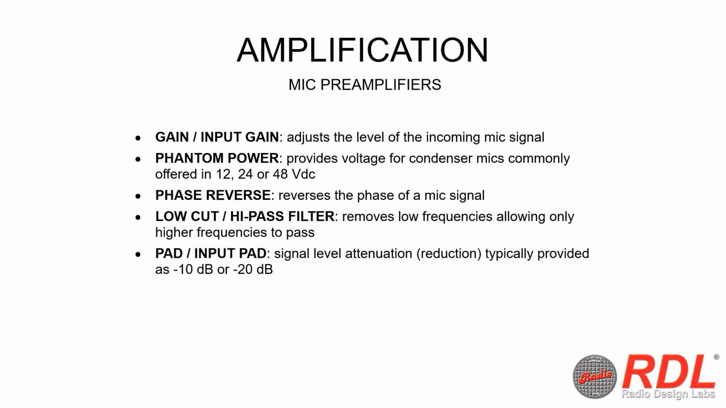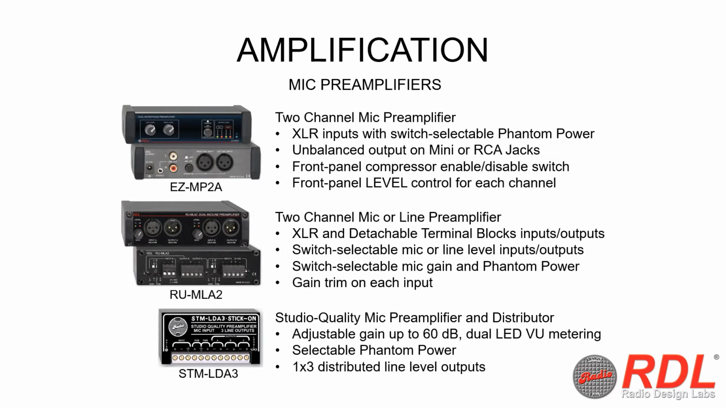Some of the more common features include gain or input gain. This is used to adjust the level of the incoming mic signal. Phantom power, which provides the voltage for condenser mics, commonly offered in 12, 24, or 48 volt DC. Phase reverse, which reverses the phase of a mic signal. Low cut or high pass filter. This removes low frequencies, only allowing higher frequencies to pass. Pad or input pad. This is signal level attenuation or reduction, which is typically provided as -10 dB or -20 dB.